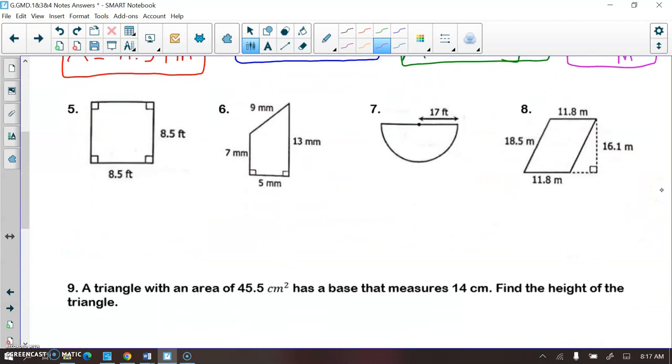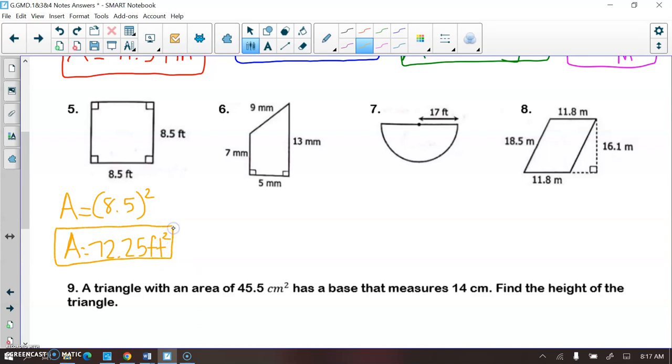Here we have a square. So my area formula for a square is my side length squared. So I have an 8.5 squared, which comes out to be an area of 72.25 feet squared.